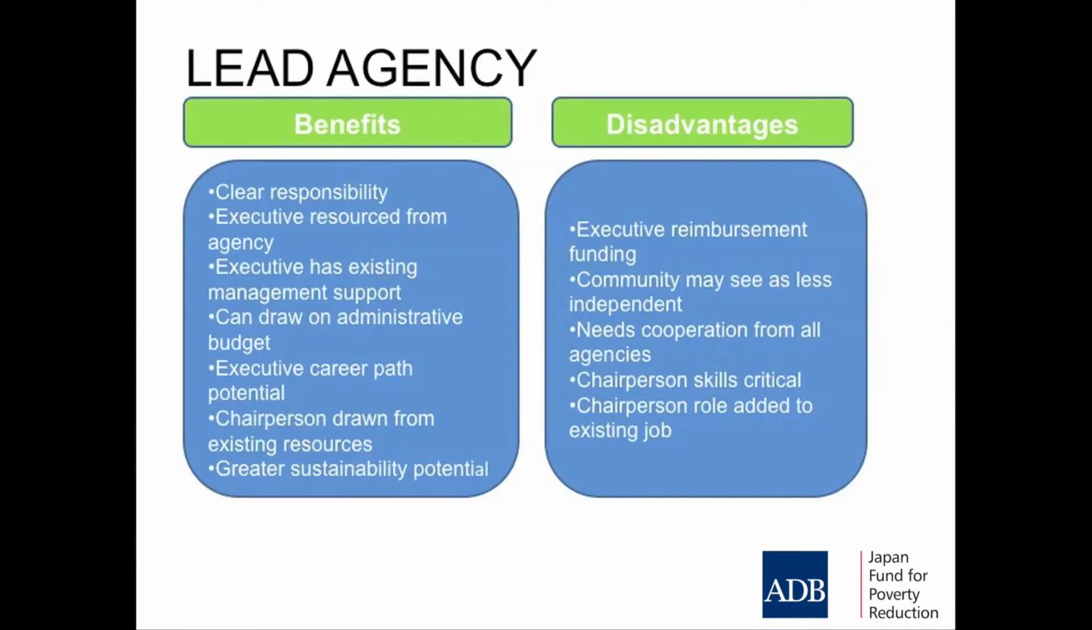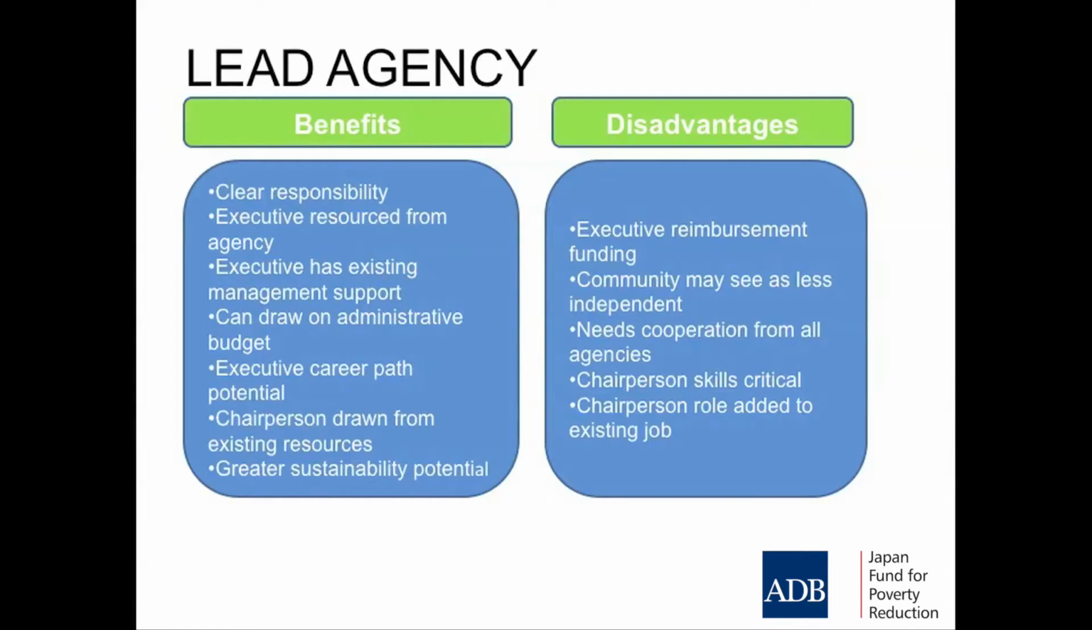It also has a structure where the person who says, yes, I'll be a part of the road safety committee and I'll be the executive officer, they have a career path because they're in an existing organisation. They're not out on their own in an organisation that's not something that already exists. And there is a greater sustainability potential for this structure because it's embedded in an existing organisation.